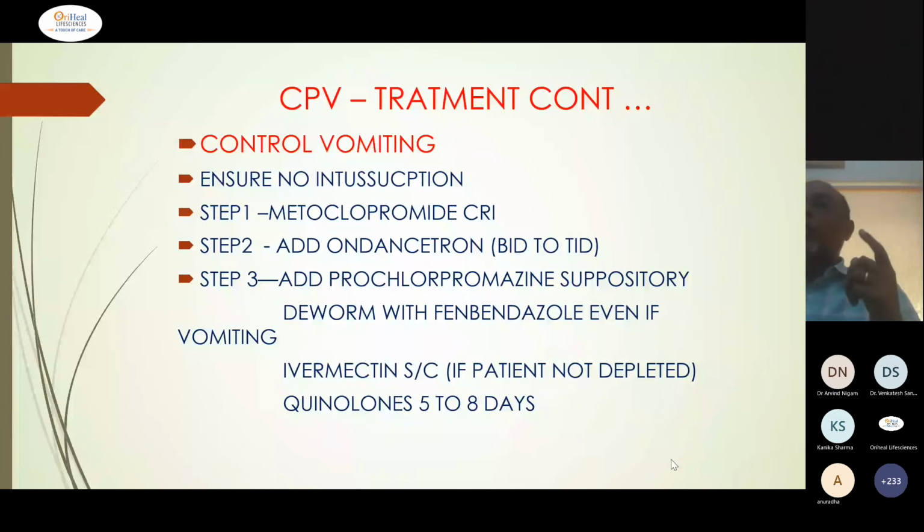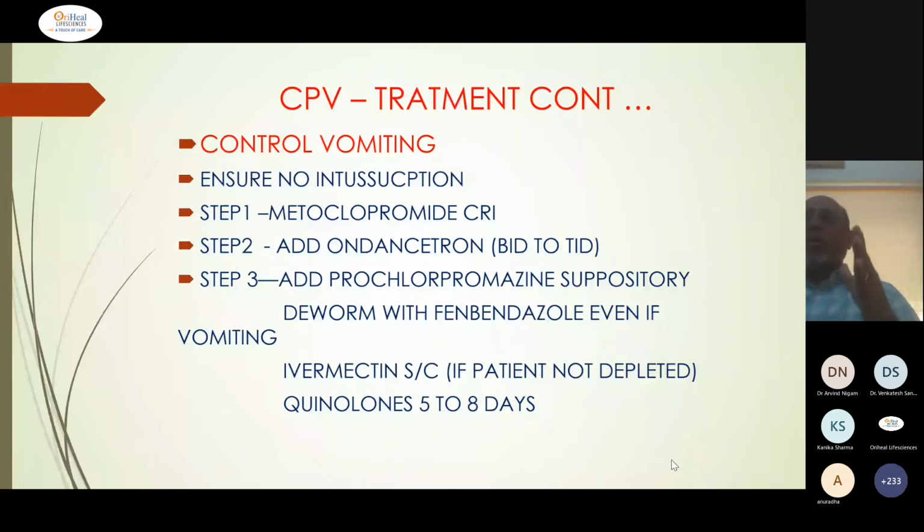Step 1, give metoclopramide constant rate infusion. Step 2, add ondansetron BID to TID. Then step 3, add a fluphenazine suppository. In humans you have these suppository drugs, and you can keep it in the rectum, so that avoids vomiting.